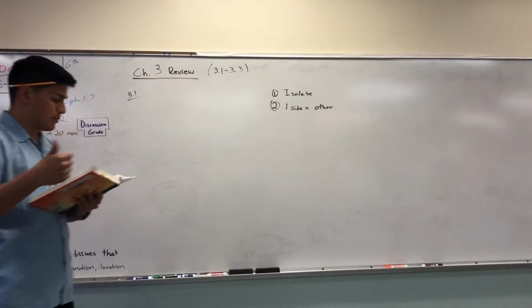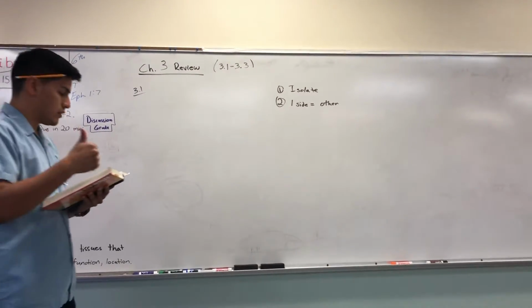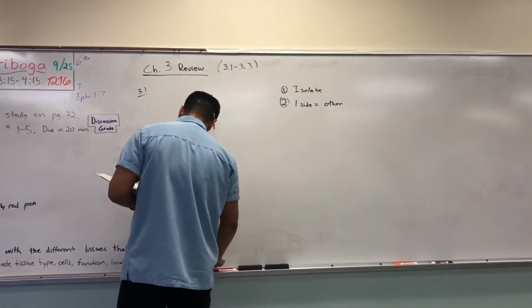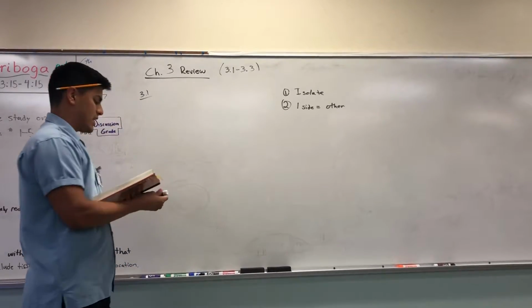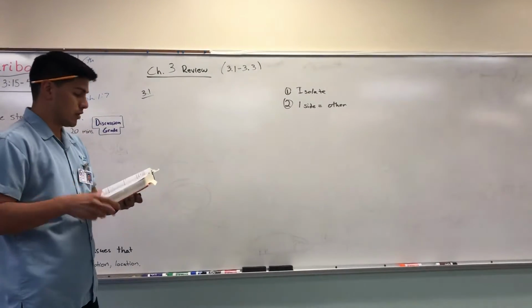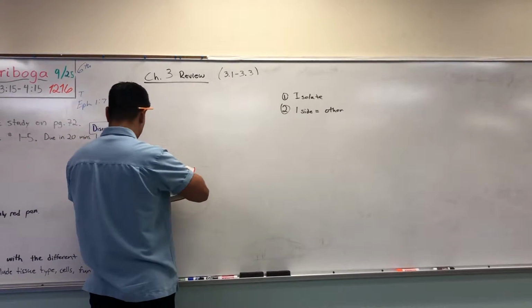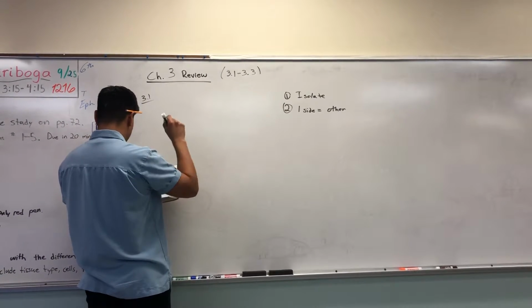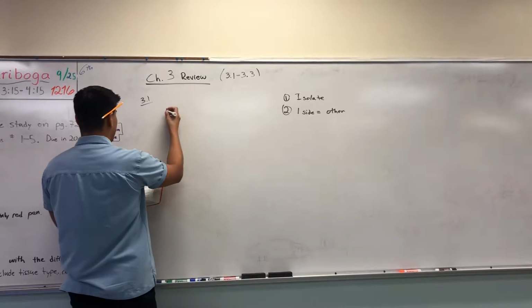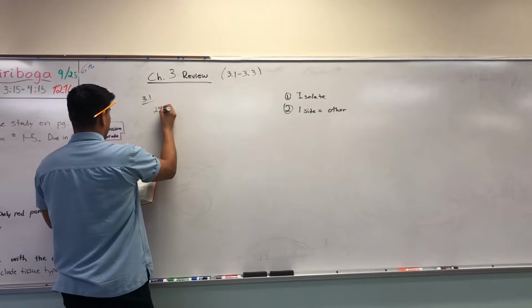Moving on to section 3.2, equations that reduce to linear form. Kind of the same thing that we've been doing, except now you're going to end up using some other operations like distributive property, like combining like terms. So let's do number 29.